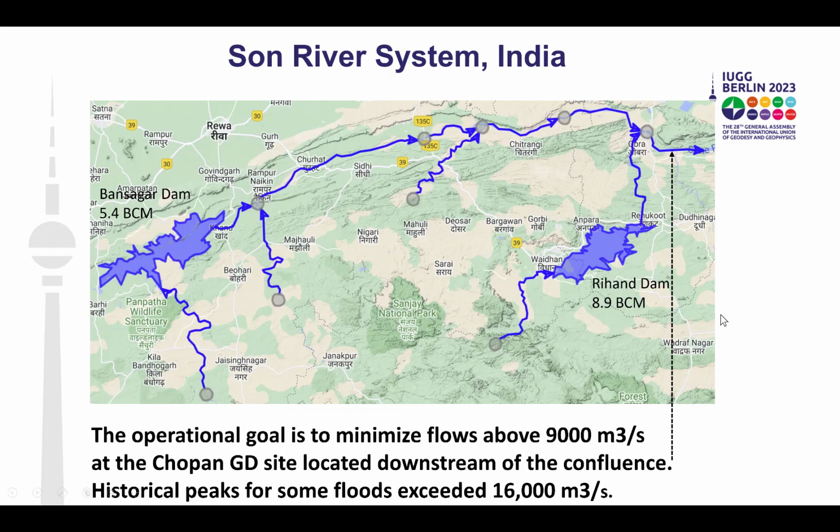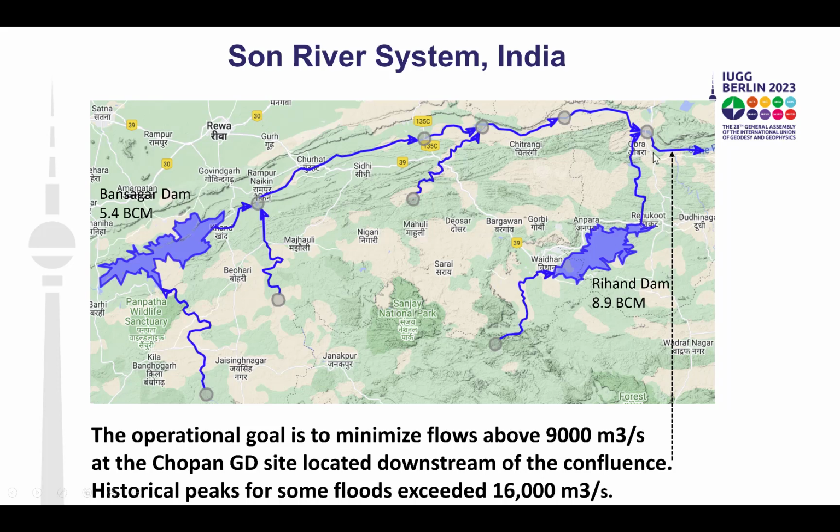We're going to review the numerical example now. We have the Son River system in India, which is a southern tributary of the Ganges basin. And there are two large dams here. One is the Bansagar Dam with 5.4 billion cubic meters, and the other one is the Rihand Dam with 8.9 billion cubic meters. And the goal in this test run was to try to maintain 9,000 cubic meters per second at the outlet of this small system.